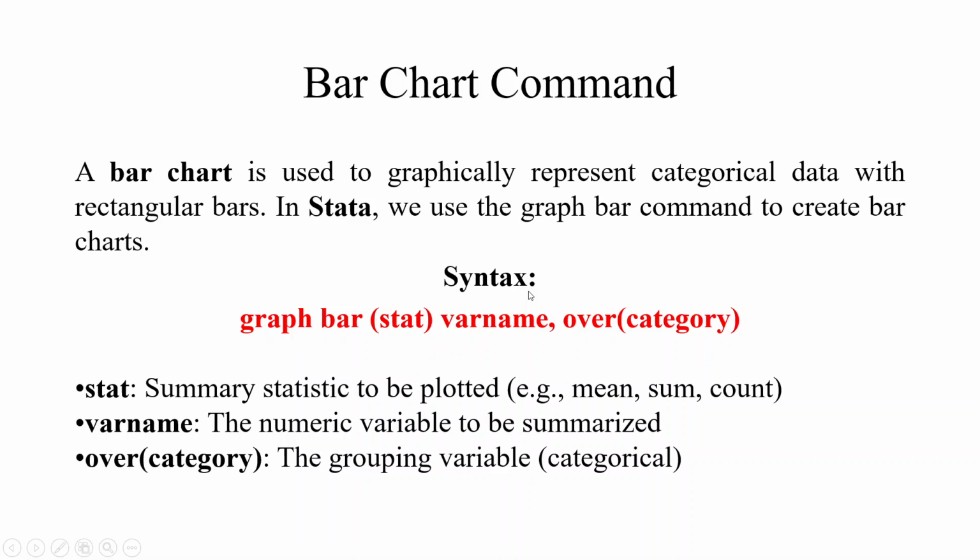The general syntax for this is graph bar, name of the statistics that is to be generated in the graph, name of the variables, comma, over the categorical variable. Stat here is the summary statistics that is to be plotted. It can be mean, sum, count. Variable name, the numeric variable name that is to be summarized. Over category, the grouping variable is included here.